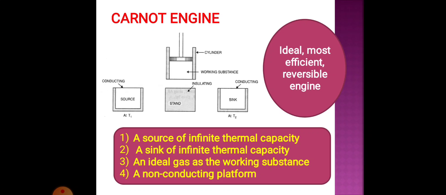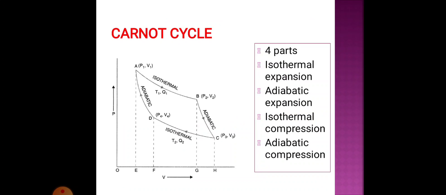Carnot engine has a source of infinite thermal capacity, a sink of infinite thermal capacity, an ideal gas as the working substance, and a non-conducting platform. The Carnot cycle PV diagram is shown in the figure. The Carnot cycle has 4 parts, 4 segments.